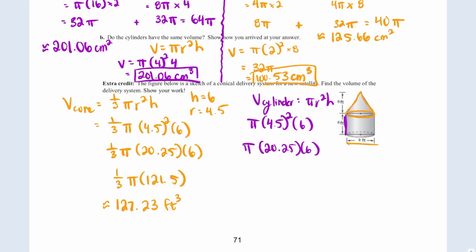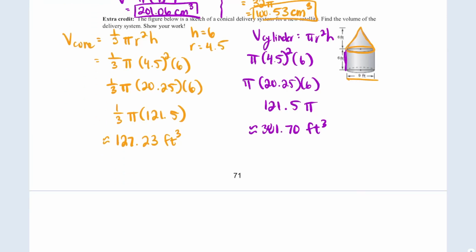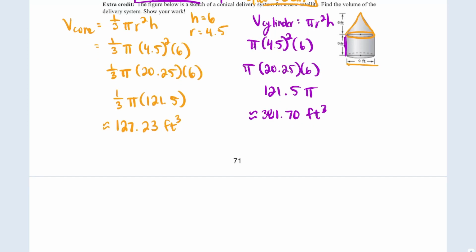So let's go back. 20.25 times 6 gives you 121.5. So we're going to do 121.5 times pi. And that's going to give us approximately 381.70 cubic feet.